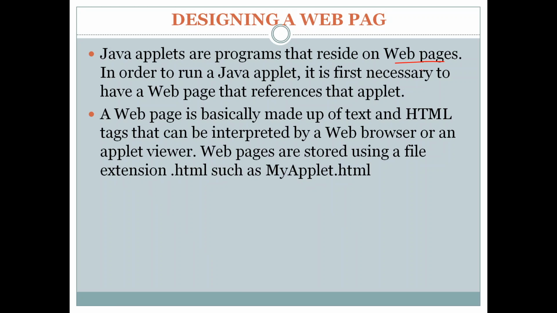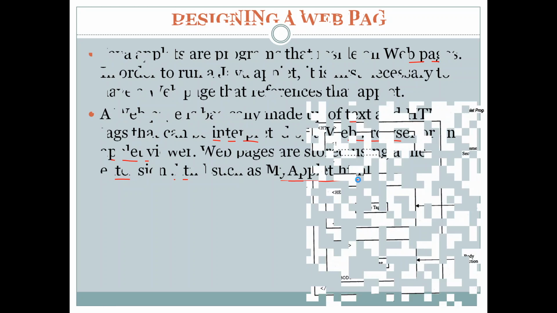A web page is basically made up of text and HTML tags that can be interpreted by the web browser. So these tags are interpreted by the web browser or an applet viewer. Web pages are stored using a file extension that is .html. For example, myapplet.html. So that is an extension for web pages.